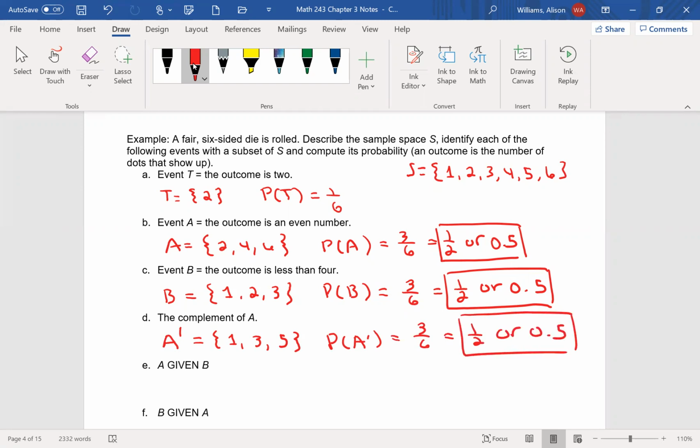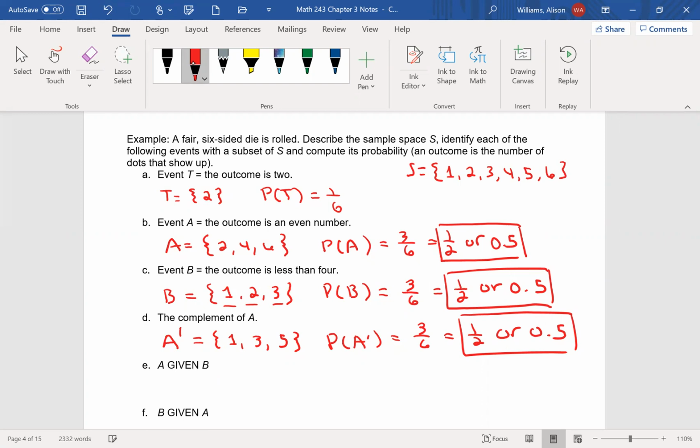All right. Now here's where it gets interesting. A given B. So we want to know the probability that A is going to happen, knowing that we're looking at the outcomes in B. So B is restricting our sample space. We're no longer looking at 1 through 6. Now we're looking at 1, 2, and 3. So of those 3, how could A possibly happen? Well, you would have to roll a 2 in order for that to happen. So we would have to get a 2 out of these 3 outcomes. So there's only one way A can happen.